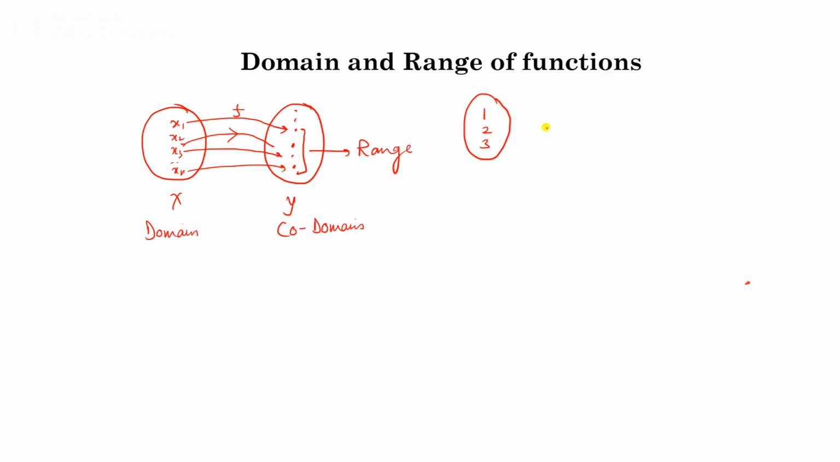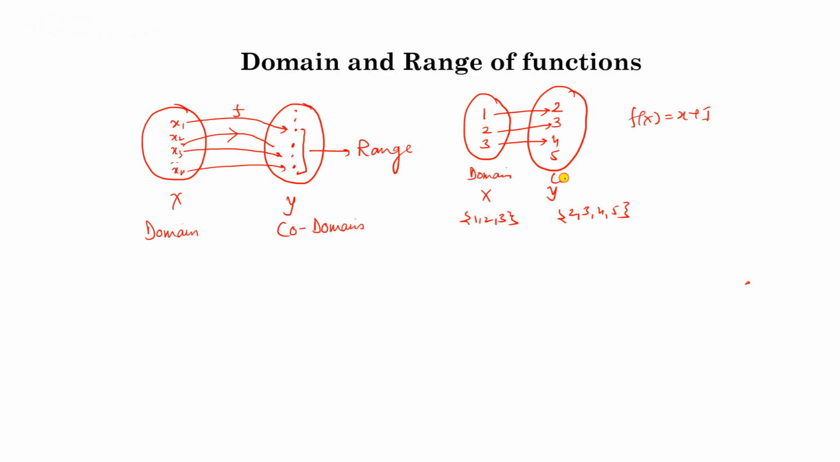For example, look at this. Suppose 1, 2, 3 is the set x, and suppose another set is 2, 3, 4 and 5, and suppose the mapping is f(x) equal to x plus 1. So the image of 1 is 2, of 2 is 3, of 3 is 4. So 5 is the element which is without any mapping. So this set 1, 2, 3 is the domain, and this set completes it: x equal to 1, 2, 3, y equal to 2, 3, 4 and 5. This is the codomain, and range equal to 2, 3, 4. So in this way you can define the domain and range of a function.